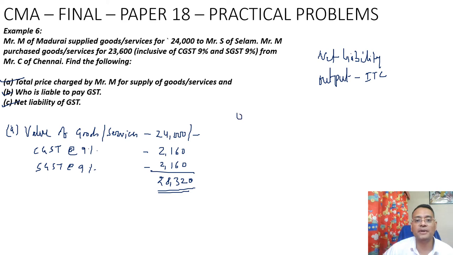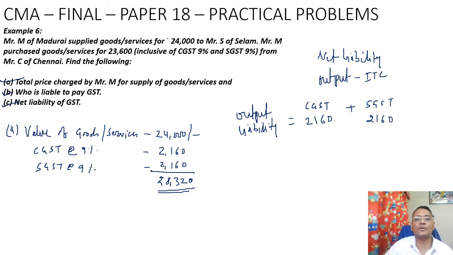So in this case, output liability is equal to CGST 2,160 plus SGST 2,160. Now next, Mr. M purchased goods/services for 23,600, inclusive of CGST 9% and SGST 9%, from Mr. C of Chennai. So he purchased the material after paying the CGST and SGST because he purchased from the same state. So CGST and SGST ITC is available.